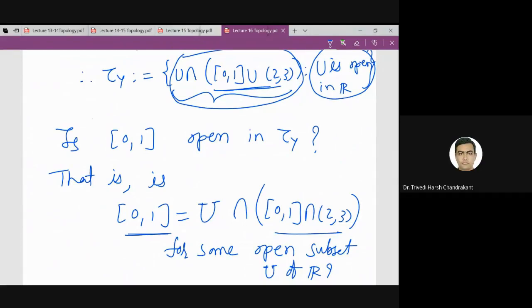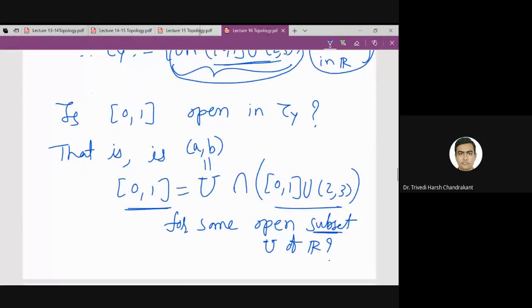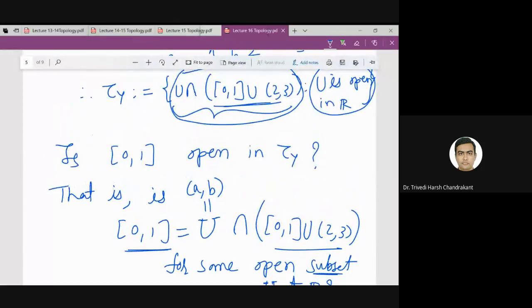So if I am taking U to be the open interval AB, that is an open subset of R. Then the intersection of 0 1 with 2 3 — no, that is union. So you are right, this is just a typo. So here this is wrong actually. That was a typo. So now you are correct that this is our Y.